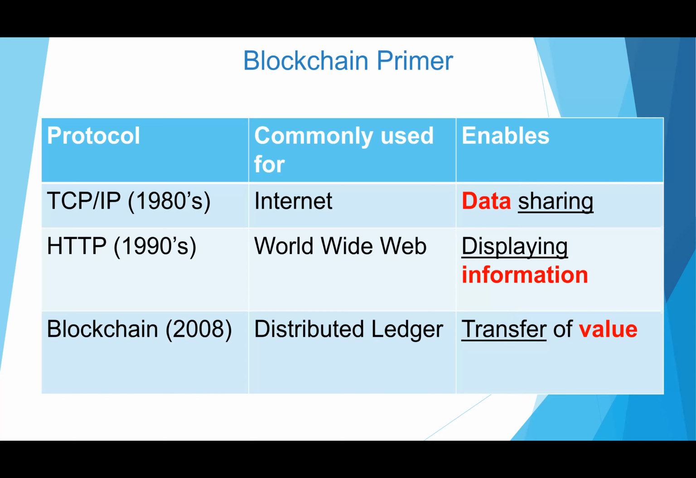Because the internet allows us to share data. It allows us to exchange information, and the web allows us to actually display the information. The amazing thing about the blockchain protocol is that it allows us to transfer value. Now, if we think of another protocol, for example, SMTP, which is email, that allows us to take copies of data, so we can send email attachments and everything, but we can't actually send the original and ensure that the destination now has it and the originator doesn't.